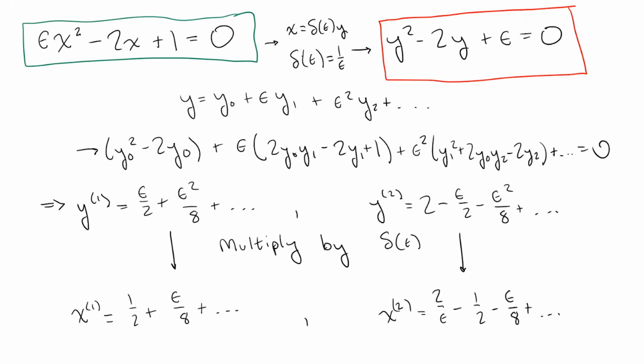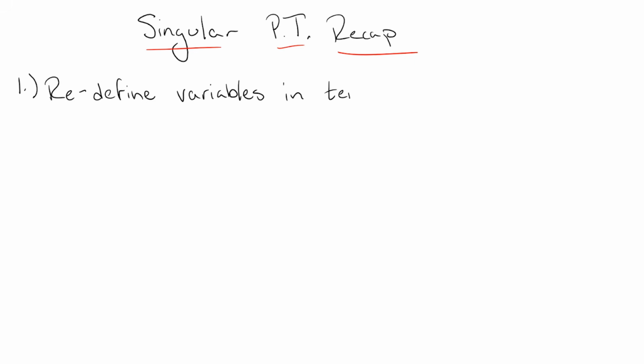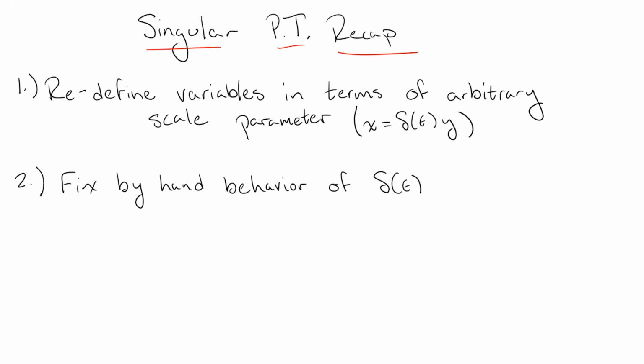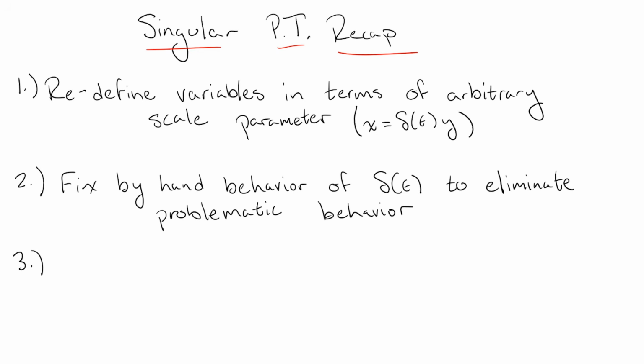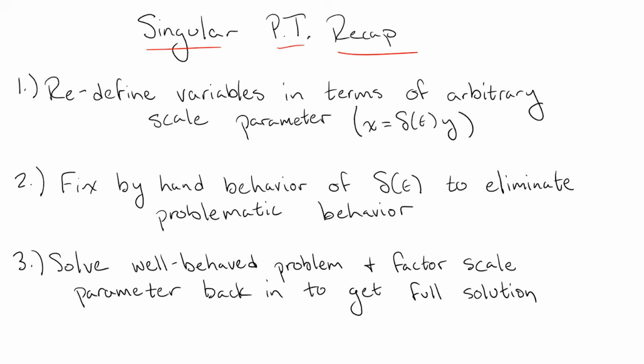So, we were able to get around the problematic behavior of the solution by using the following strategy. First, we redefine our parameters in terms of arbitrary scale parameters, delta in this example. Second, we choose by hand the scale parameters in order to artificially eliminate the problematic behavior in our equation so that we can actually solve the now well-behaved equations. Finally, we need to factor back in the scale parameters to get our true solution.